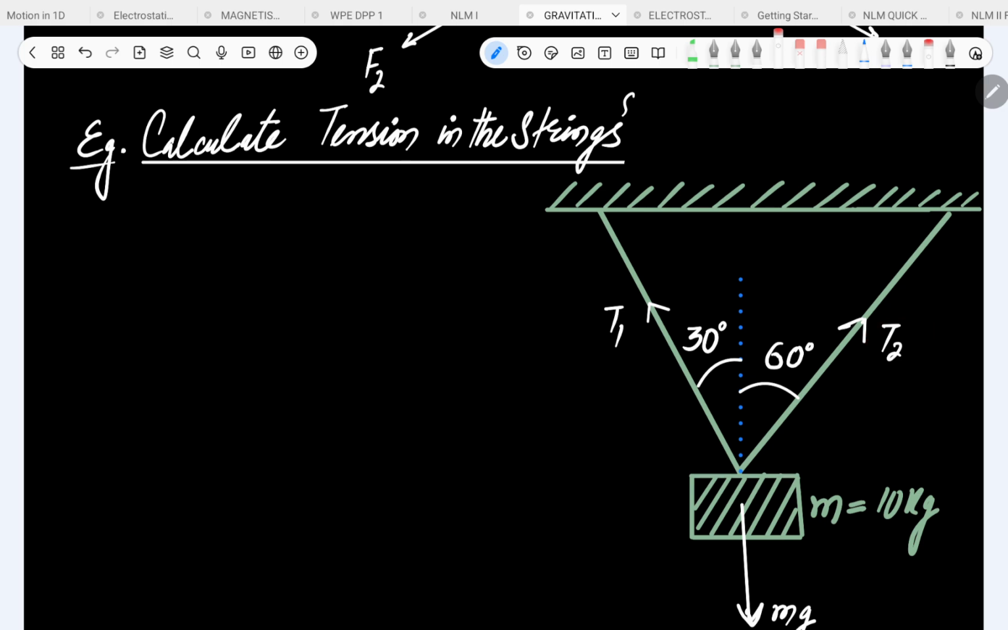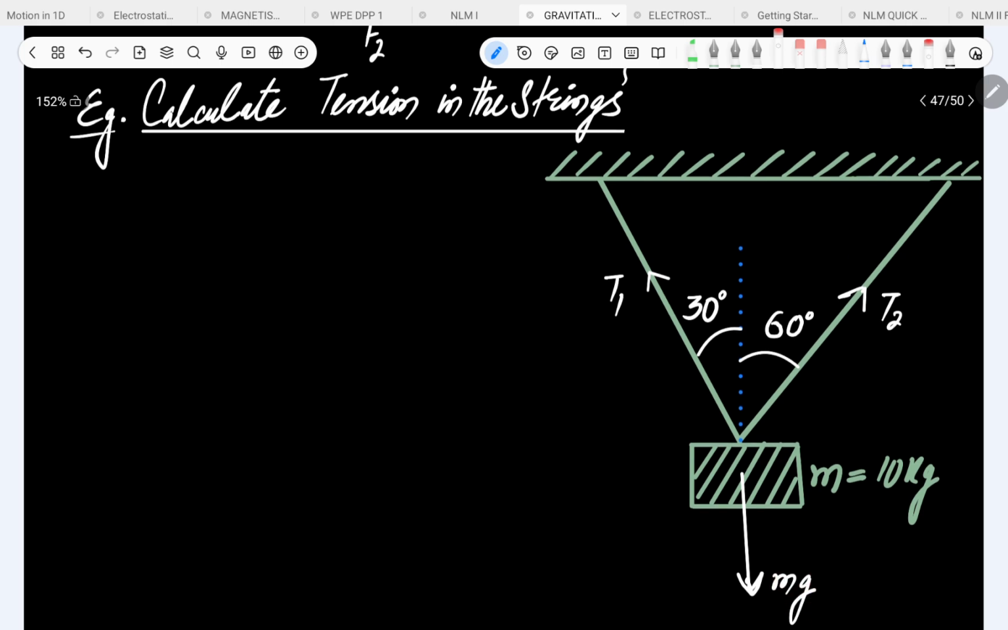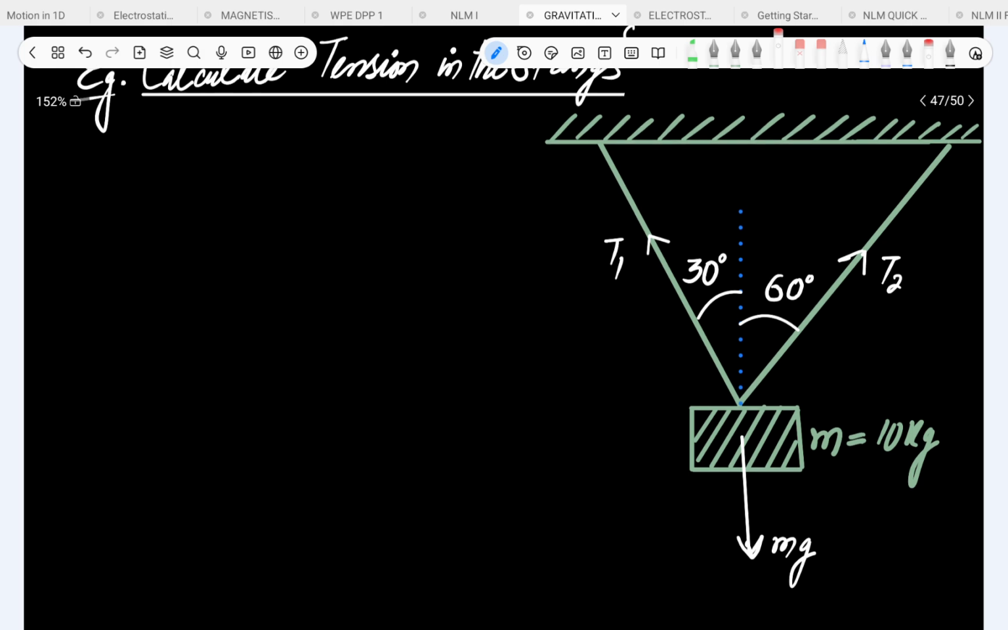Okay, so how many forces are there on this block? There are obviously three forces on this block. Number 1 is tension T1, number 2 is tension T2, and number 3 is the weight of this block, M multiplied by G, which is vertically downwards. Now what is the first step you will do to crack this problem? Step number one is that we'll construct a free body diagram for this block.